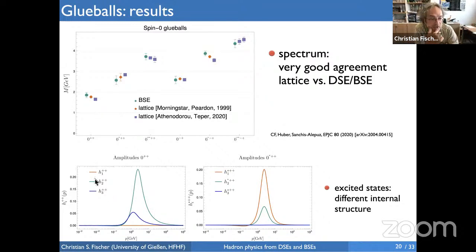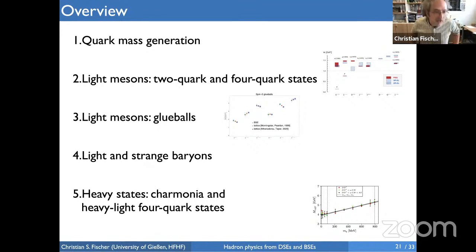It's also interesting to look at the internal structure. What one actually sees is that the excited state is dominated by different basis elements than the ground state. I don't have the time to explain this in more detail here. I will come back to this issue when we discuss baryons. And clearly now the next step is to do different quantum numbers and to go beyond this pure Yang-Mills calculation and include quarks. And we're working on this currently. Okay, in the next 20 minutes maybe, let me focus on light and strange baryons. And then we'll have 5 minutes left for the heavy-light states.